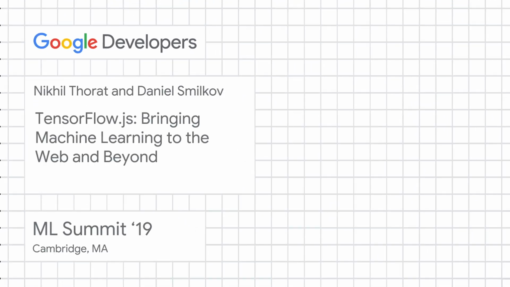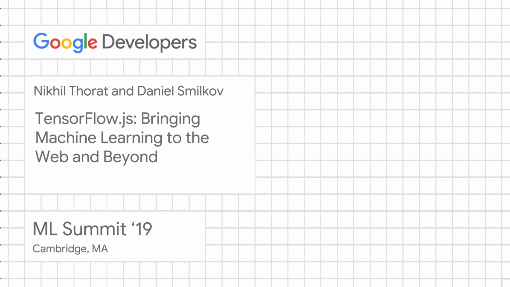So we're from the Google Brain team. We work on PAIR, which is People in AI Research. So we're here to talk about TensorFlow.js. TensorFlow.js, as it sounds, is a JavaScript library for machine learning. It's part of TensorFlow. And we'll go into some of the nitty-gritty details of that. So our talk is called Bringing Machine Learning to the Web and Beyond, and we'll talk about what beyond means in a sec.